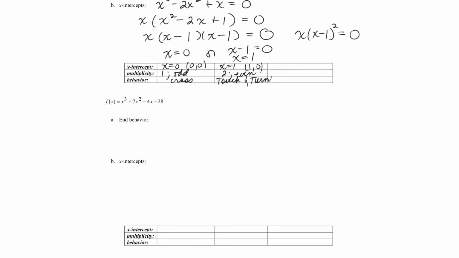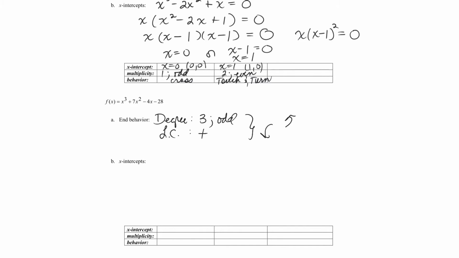F of x equals x cubed plus 7x squared minus 4x minus 28. Again, it's not factored for us, so our degree is the highest power of our variable. The degree is 3, which is odd. The sign of the leading coefficient is positive, so again, it's going to fall left and rise right.